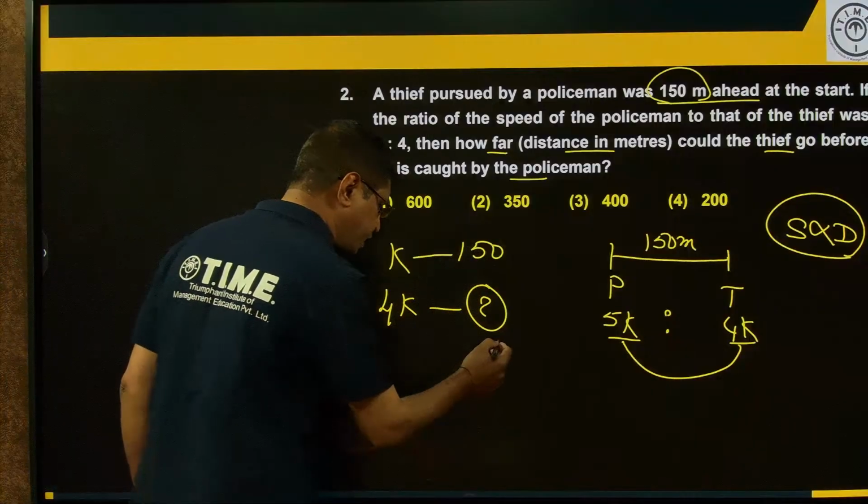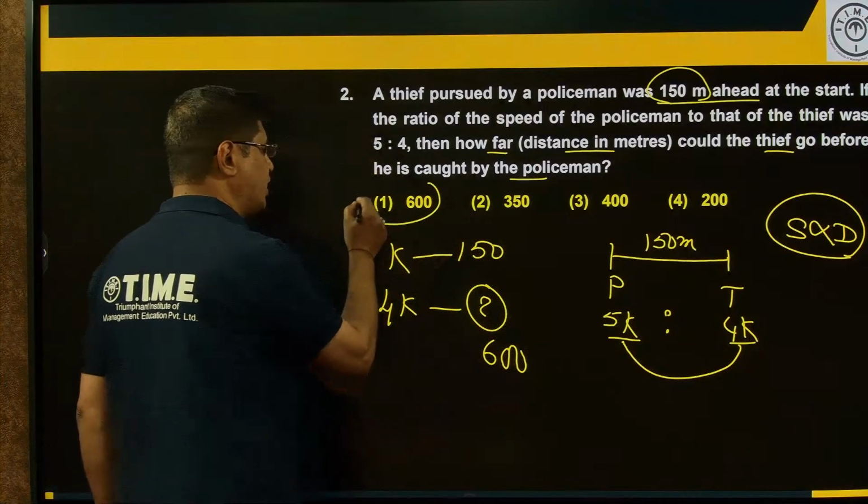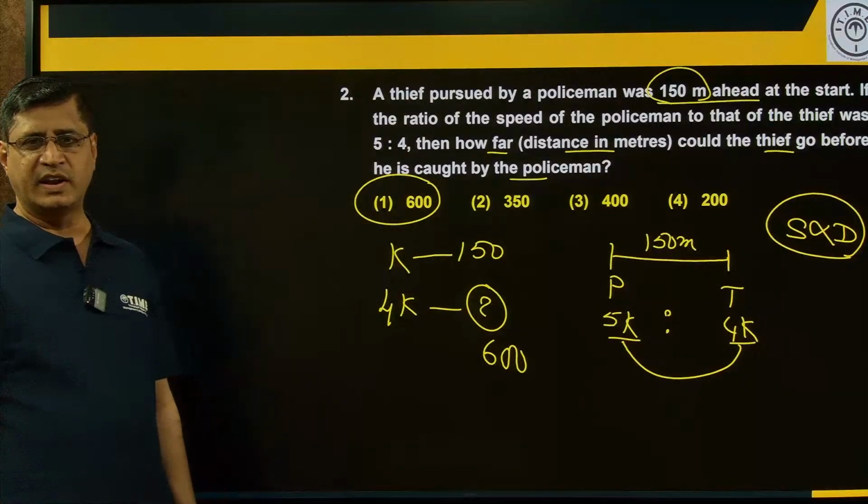1K is equal to 150, so 4K is 4 into 150, that is 600. Right choice, option number 1. Choice 1 is the correct option.